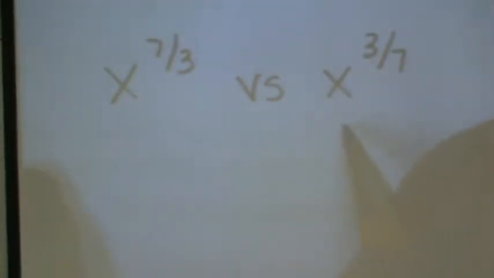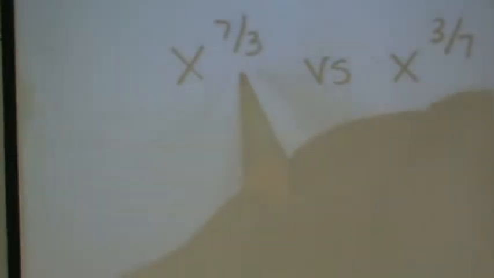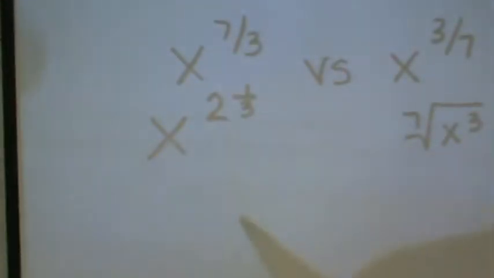Well, this one we just did. This is the 7th root of x cubed. If it's bottom heavy, you can't simplify it. But if it's top heavy, you can convert this to x squared. Can you make this a mixed number? 2 and 1/3, right? Now, I showed you this last week, but I don't know if you remember this.